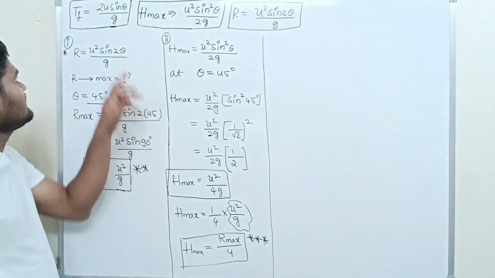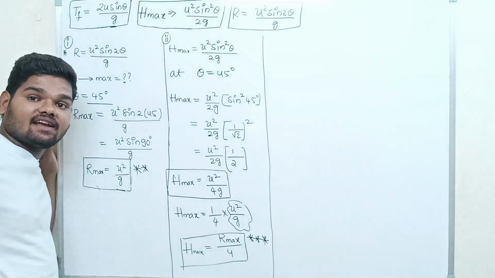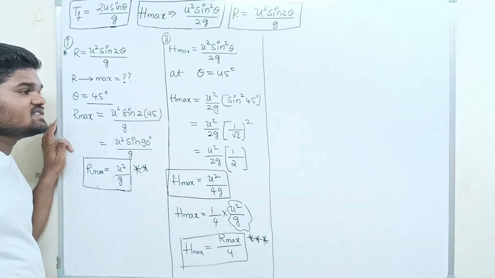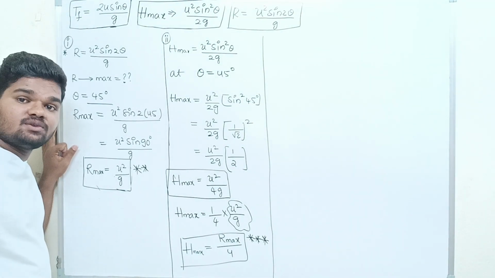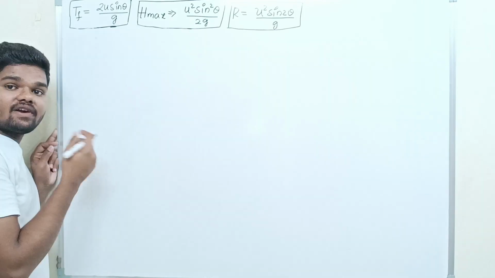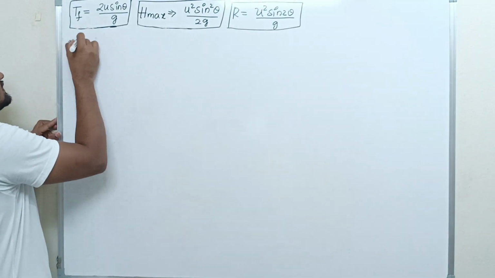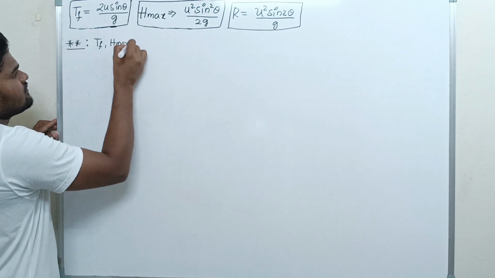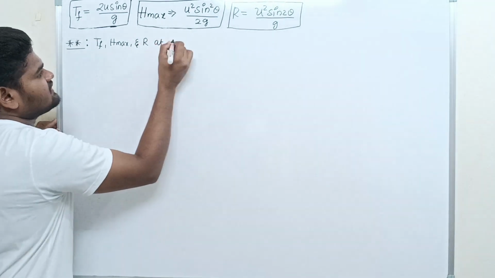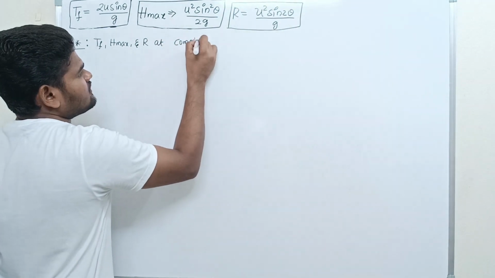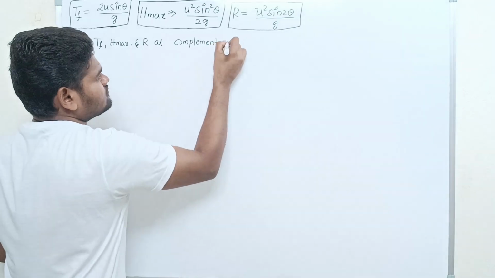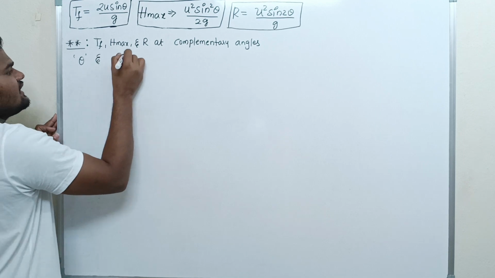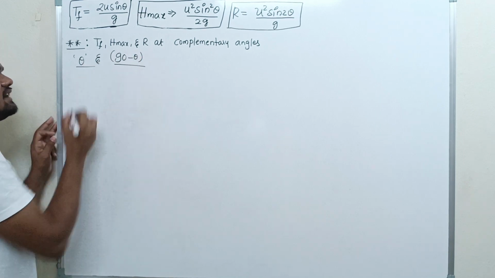Next I'm going to solve the time of flight, H maximum and range at complementary angles, theta and 90 minus theta. Pause the video and write the notes. 3, 2, 1, go. So have a look at the next concept: time of flight, H maximum and range at complementary angles. What are the complementary angles? I'm taking theta and 90 minus theta.